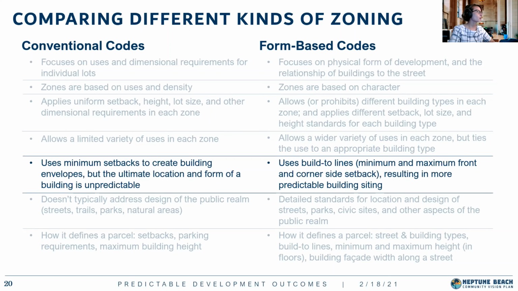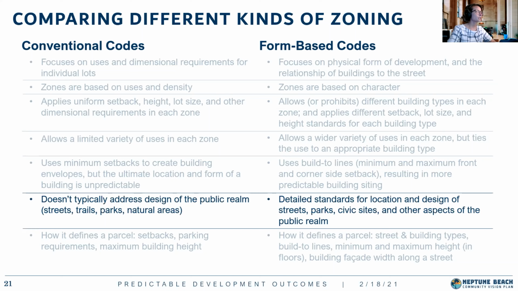Conventional codes also use minimum setbacks to create building envelopes, but the ultimate location and form of a building is unpredictable. And we'll show you some images that clearly show that in just a second. Form-based codes use something called build-to lines, which are essentially a minimum and maximum front and corner side setback. So it gives you a much more predictable place for where the building is actually going to sit on the lot and in relationship to the street.